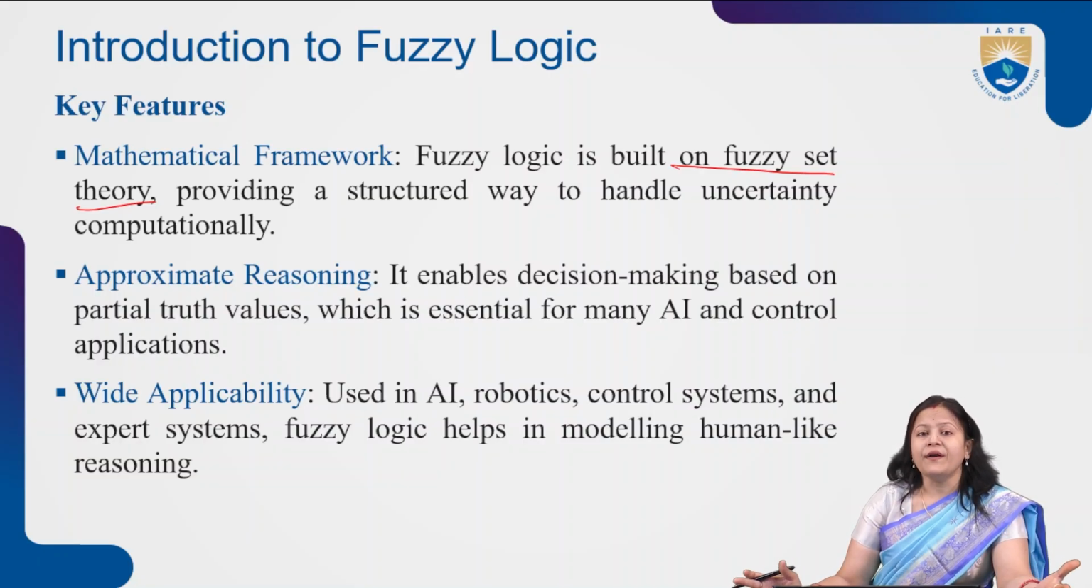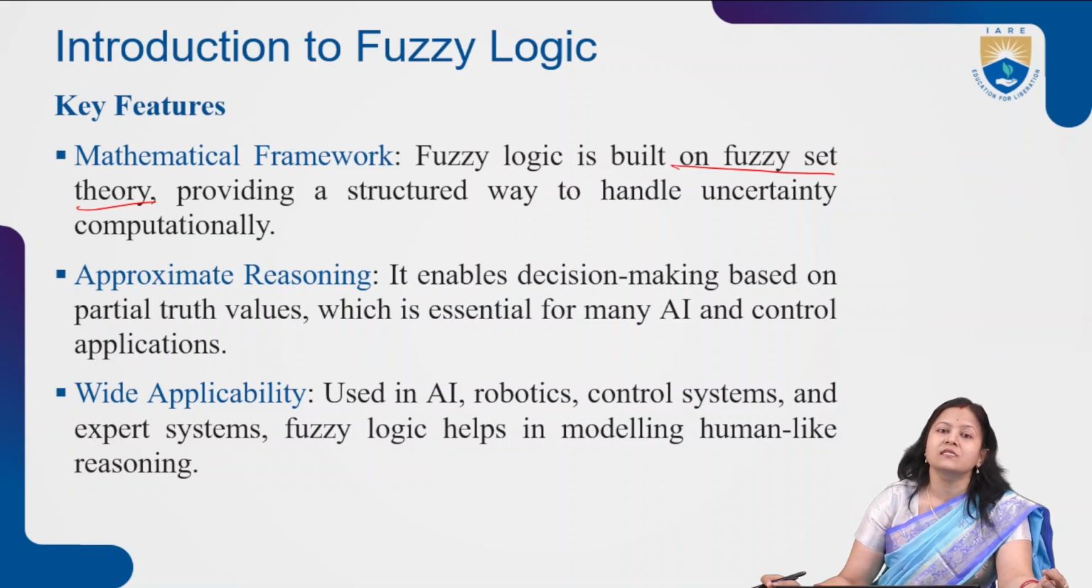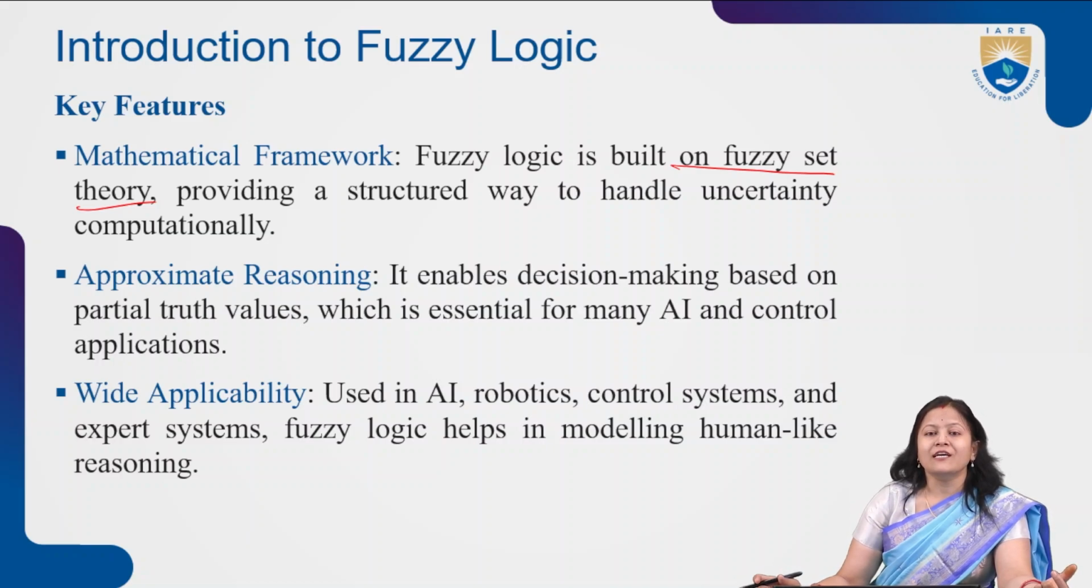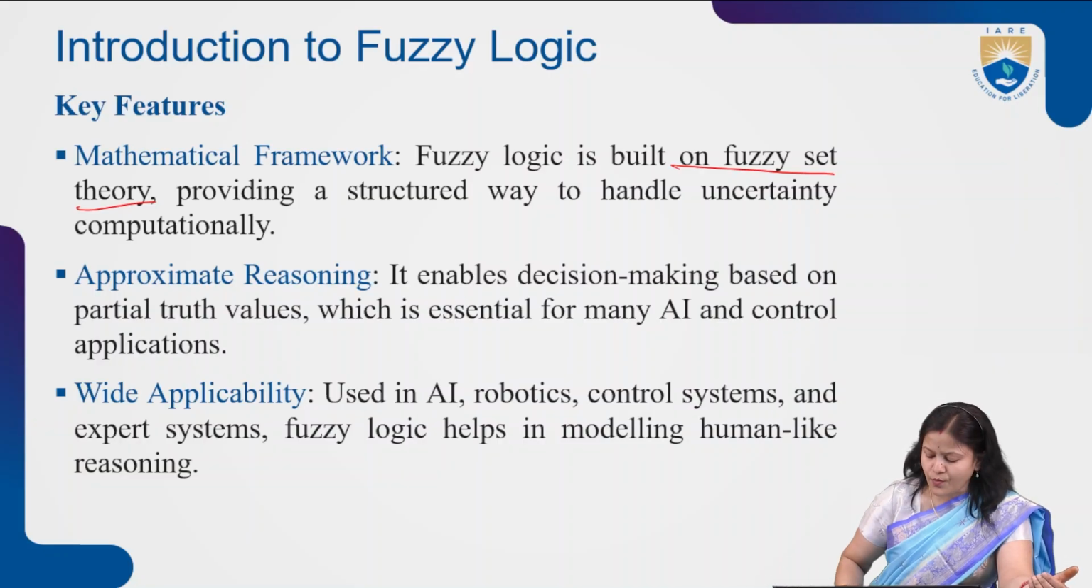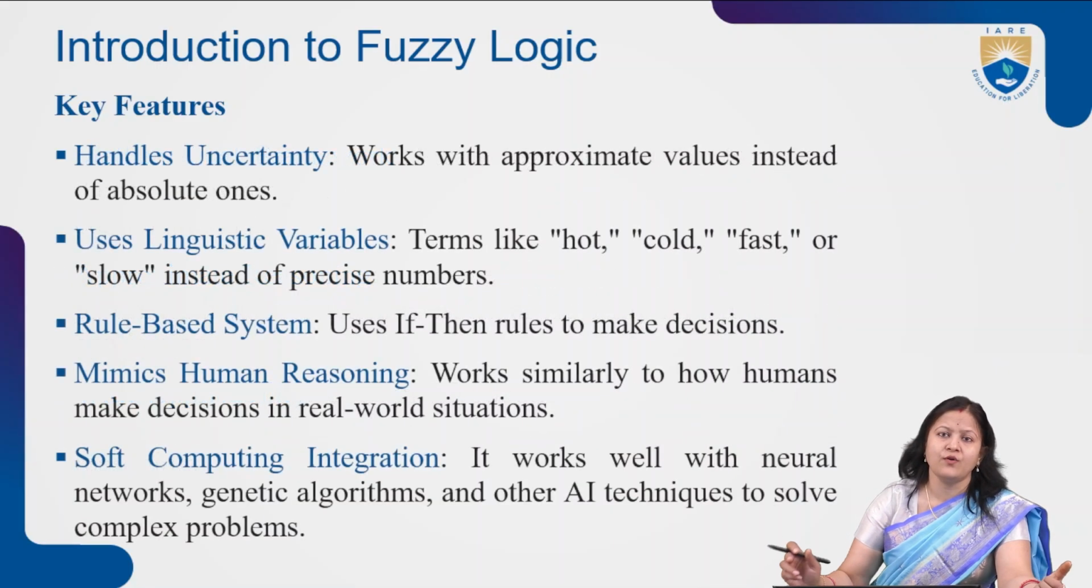It also has wide applicability. It is used in artificial intelligence, in robotics, in control systems, and even in expert systems. Fuzzy logic helps in modeling human-like reasoning. Irrespective of any domain or area, fuzzy logic can reason like the human thought process, and it can assign the degree of truthness between 0 and 1.